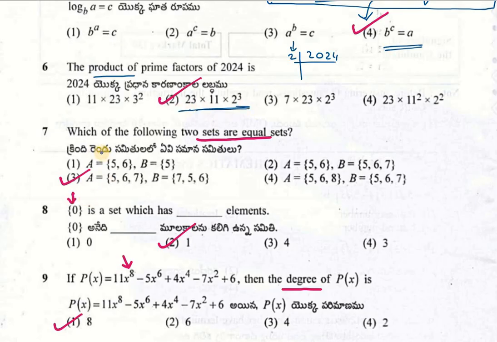This is also easy. Seventh question is also very easy. Which of the following two sets are equal sets? Here we have 4 options given with two sets. Which of the two sets are equal? We have to write that here.